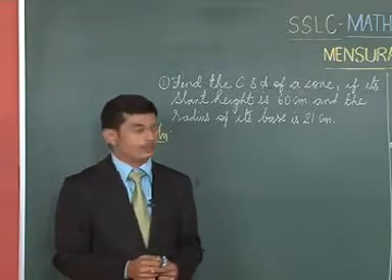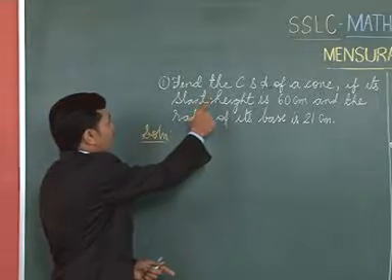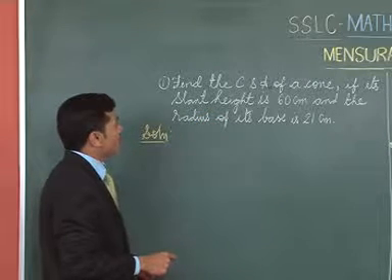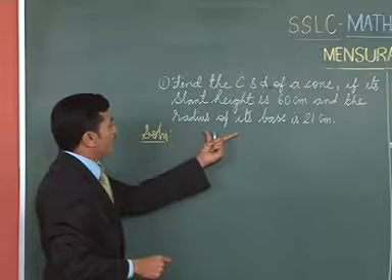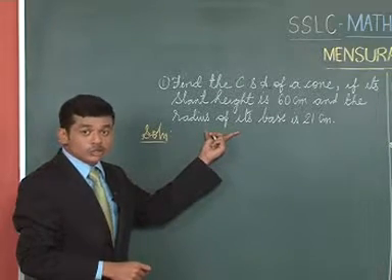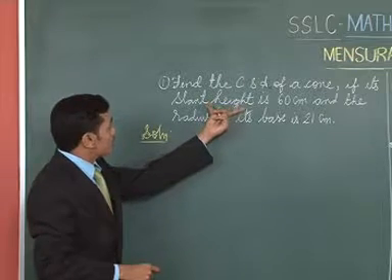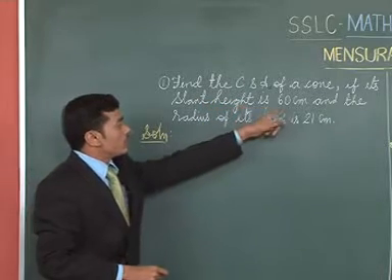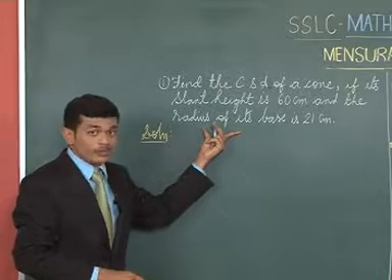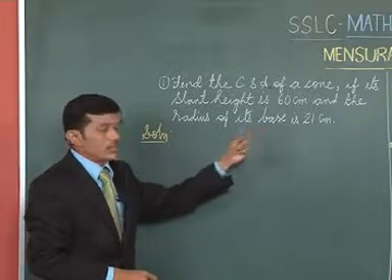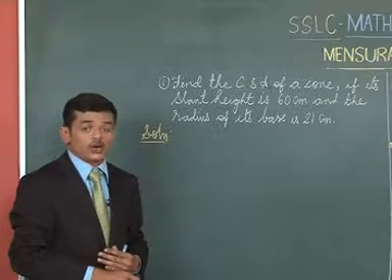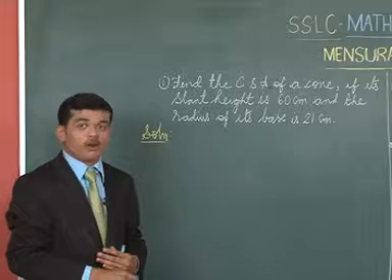We have the first question. Find the CSA, that is the curved surface area of a cone if its slant height is 60 centimeter and the radius of the base is 21 centimeter. So, again go through the question. They have given the slant height that is equal to 60 centimeter and also they have given the radius of the cone that is equal to 21 centimeter, and we are asked to find out the CSA or the curved surface area of the cone.